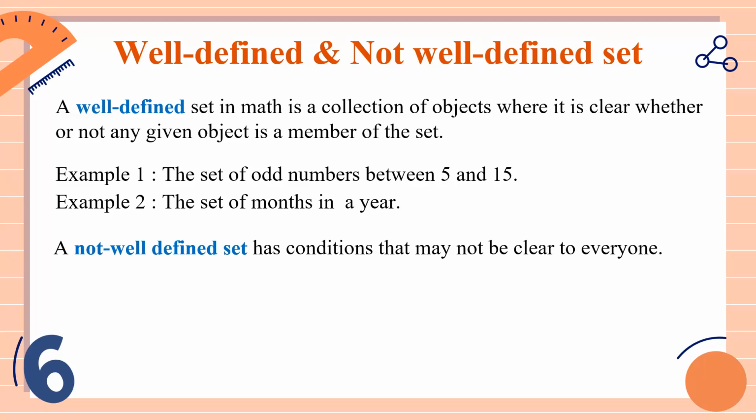Now, a not well-defined set has conditions that may not be clear to everyone. Example, class, the set of pretty ladies in grade 7. The set of pretty ladies in grade 7 depends on the person's preference. Example, class, for me, she is pretty, but for another person, she is not pretty. So therefore, class, it depends on the person's preference. So we are not sure with regards to this given set, and we call this one a not well-defined set.